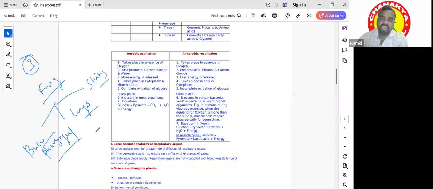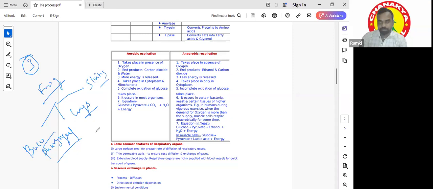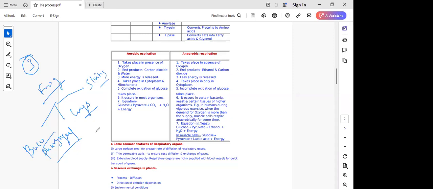What is the difference between inhalation and exhalation here? Anyone? Next week you are going to write the exam. Please answer it. Sir, when we inhale, the ribs expand, the diaphragm contracts, and then the air pressure inside becomes less. And when we exhale, the ribs relax, the diaphragm comes back to its normal shape, and the air pressure inside becomes more. Super, ma. Super, dear. Excellent.